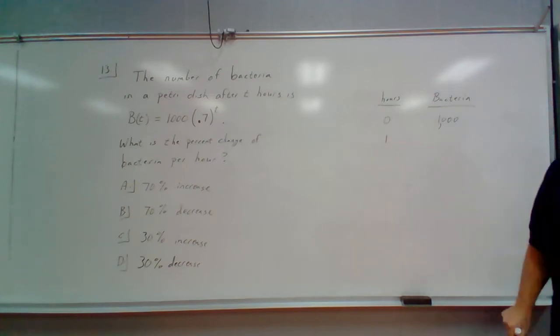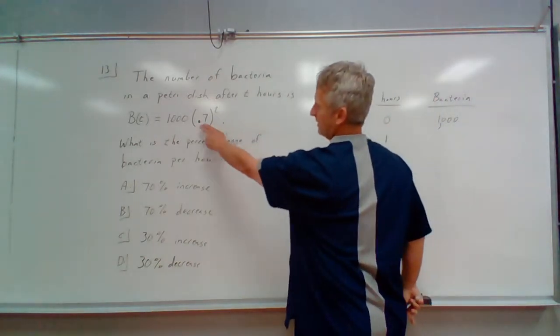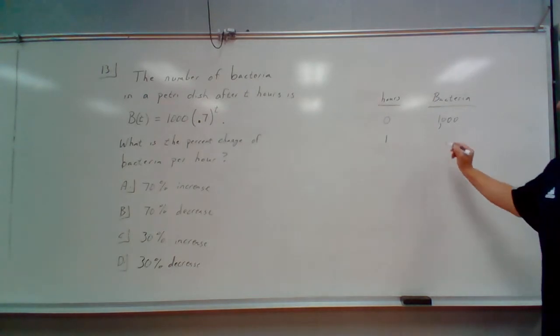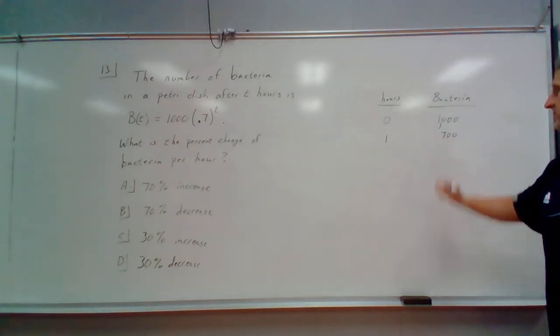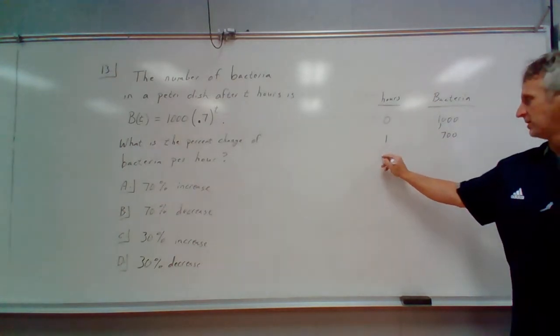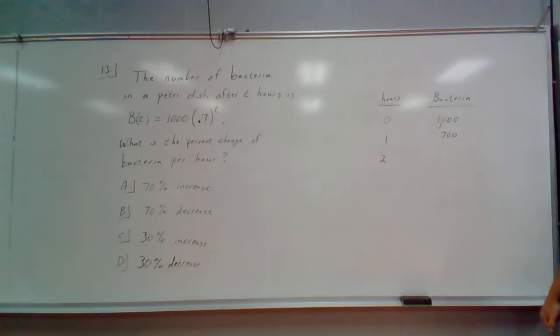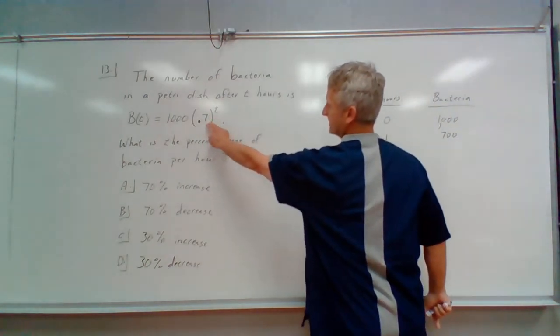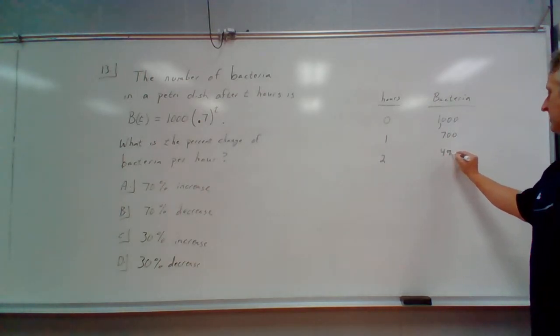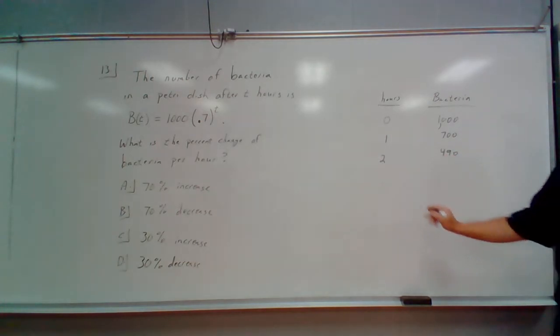After 1 hour, so put in 1. 0.7 to the 1 is 0.7. 1,000 times 0.7 is 700. So we see that the number of bacteria are going down. Let's try 2 hours. If I put in a 2, 0.7 squared would be 0.49. 1,000 times 0.49 would be 490. And let's do one more.